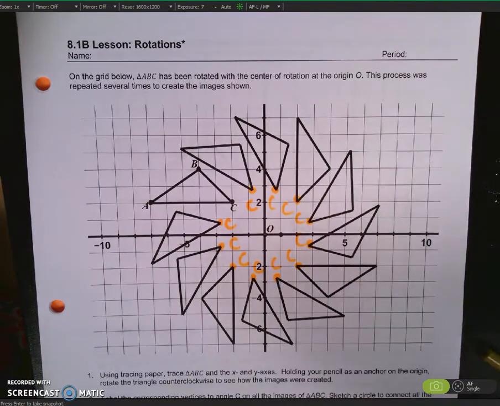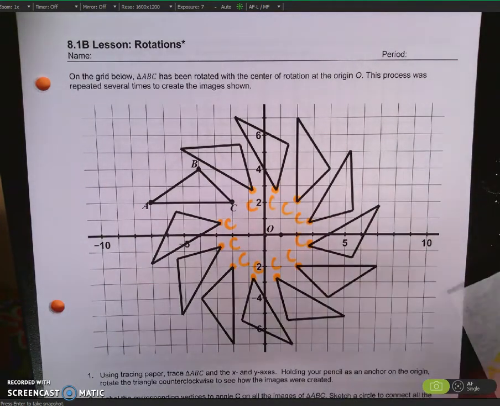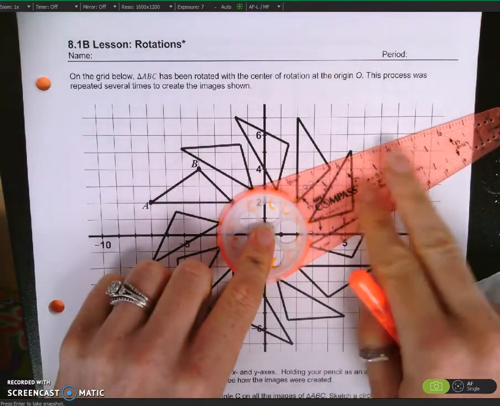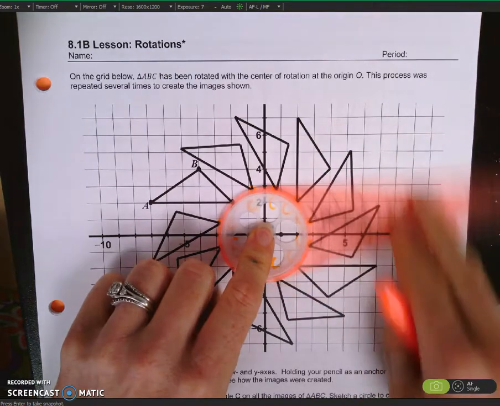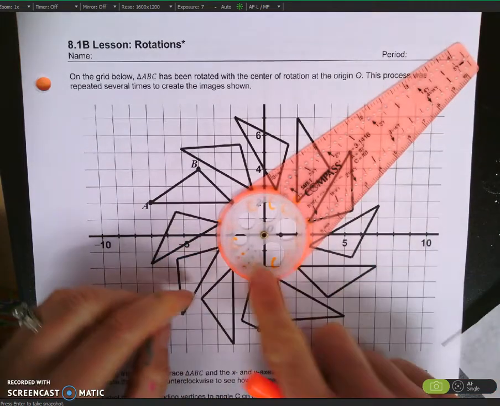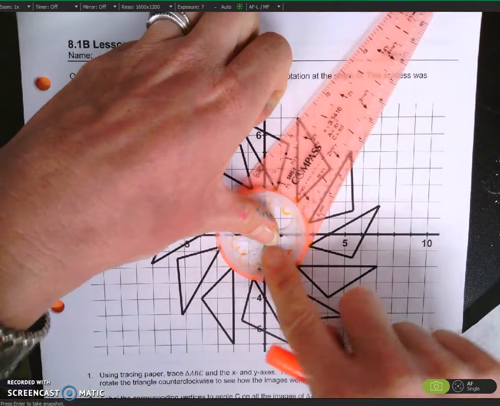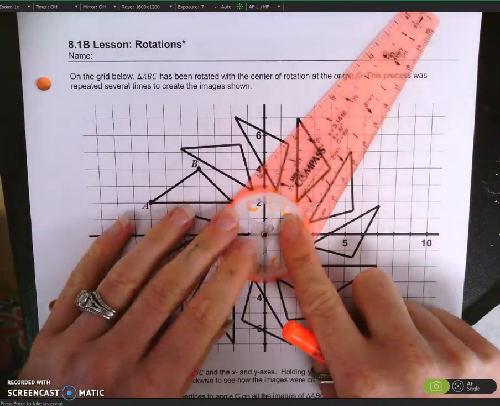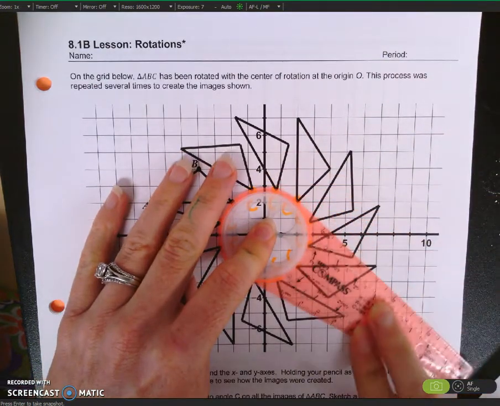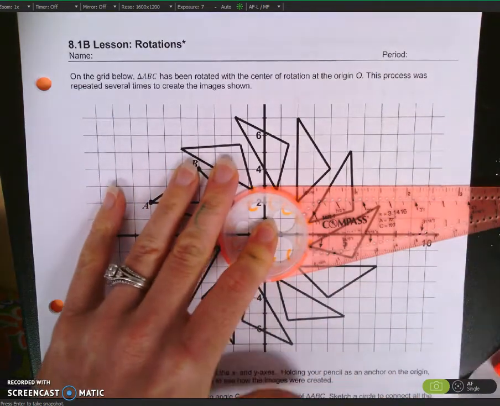What I'd like you to do is use your compass. How a compass works is this center metal part is always on the center of your circle, and then you line up either one of the dots on the orange part, or if it's a very tiny circle with a small radius, use one of the holes in the center part to draw your circle. So make sure this is on the center. I'm going to line up with one of my C's. It seems like this is a pretty good one.